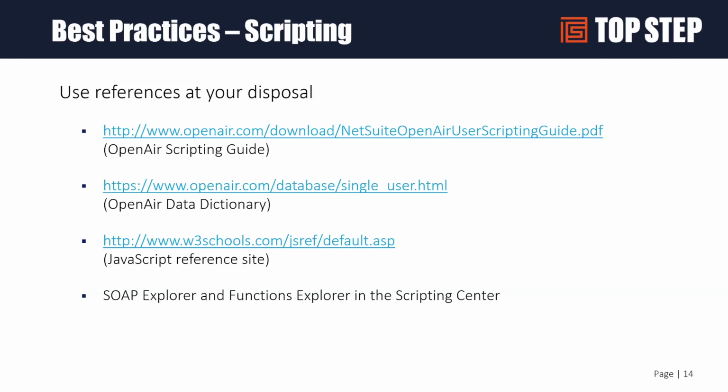There are many of them out on the internet, but this is, I guess, probably my favorite. It seems to be the most easily understood. And again, that SOAP Explorer, the Functions Explorer, and the Scripting Center that we talked about. I really recommend that you have these available to you if you're going to use the scripting engine. Be aware of these, have them readily available.